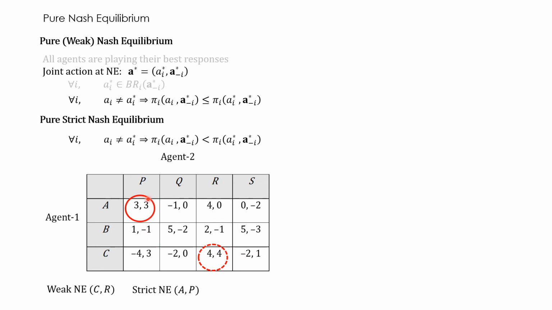On the other hand, 3-3 is a strict Nash equilibrium. Agent 1 plays A and agent 2 plays P, and let's look at the payoff of agent 1. 3 is more than any of these, 1 and negative 4. Likewise, agent 2's payoff, 3, is also greater than its other payoffs, 0, 0, and negative 2. So this is a strict Nash equilibrium.